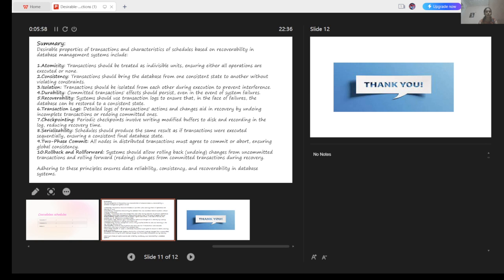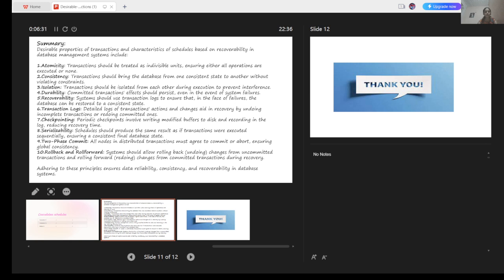Atomicity means transactions should be treated as an indivisible unit, ensuring either all operations are executed or none. Consistency means transactions should bring the database from one consistent state to another without violating constraints. Isolation means transactions should be isolated from each other during execution to prevent interference. Durability means committed transactions' effects should persist even in system failures.